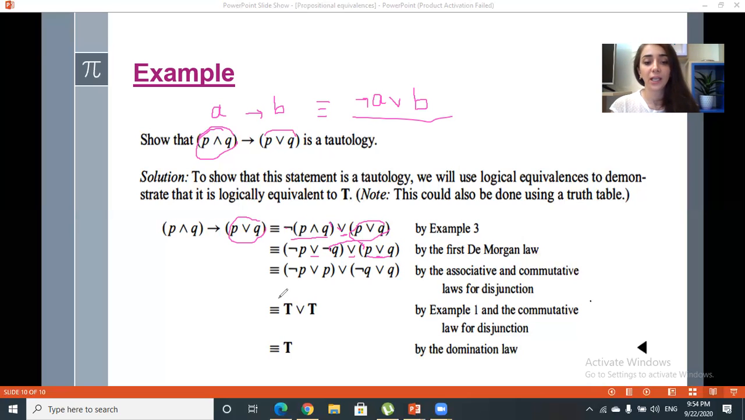So ¬P ∨ P is always true. It's a tautology. And ¬Q ∨ Q is again always true. We proved it in our previous slide. Okay, and the disjunction between true and true is always true. So we use the domination law and find out that this operation is always a tautology.